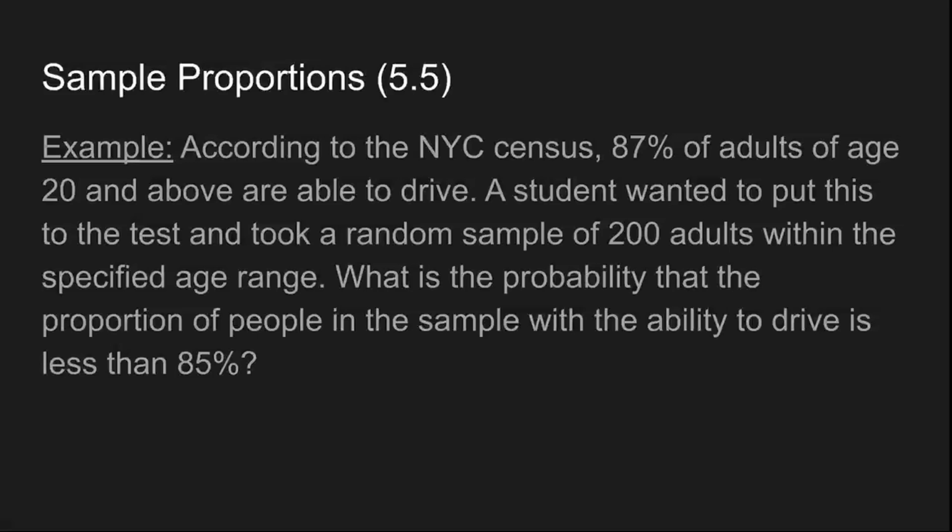So example, according to the New York City Census, 87% of adults of age 20 and above are able to drive. A student wanted to put this to the test and took a random sample of 200 adults within the specified age range, which is, as mentioned, 20 and above. What is the probability that the proportion of people in the sample with the ability to drive is less than 85%? You can pause, solve it on your own, or try to at least, but I'll be moving on.